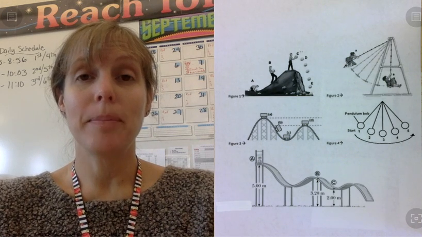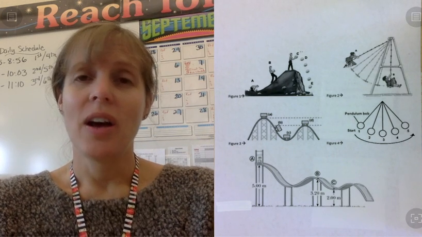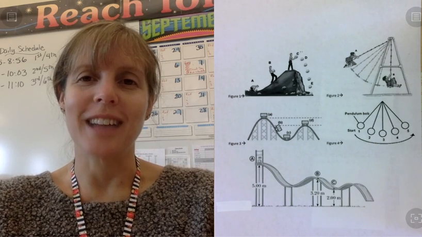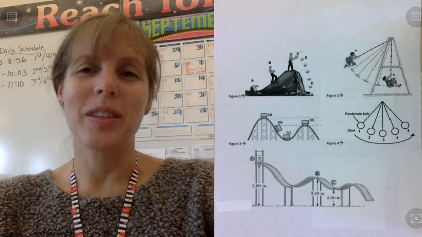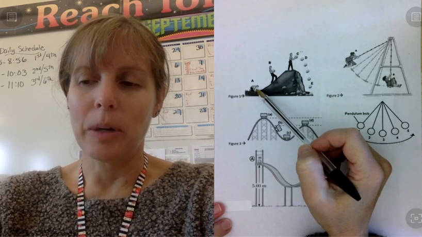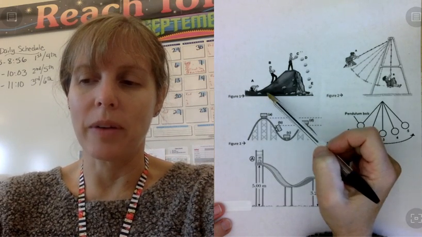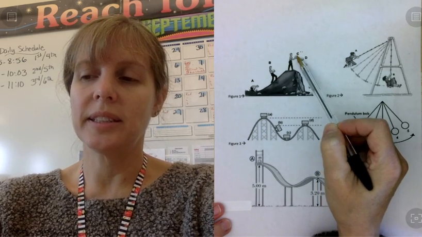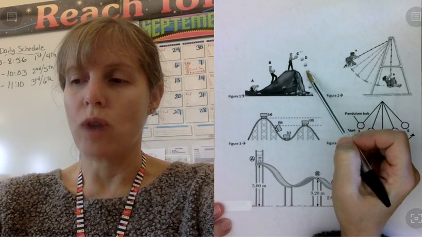Again, we're looking at potential and kinetic energy. One thing we like to do is put diagrams with pictures when we're looking at science. And so this is what we're going to look at today. The first figure has a person picking up a rock off the ground, carrying it up a hill, holding it still, and then dropping the rock.